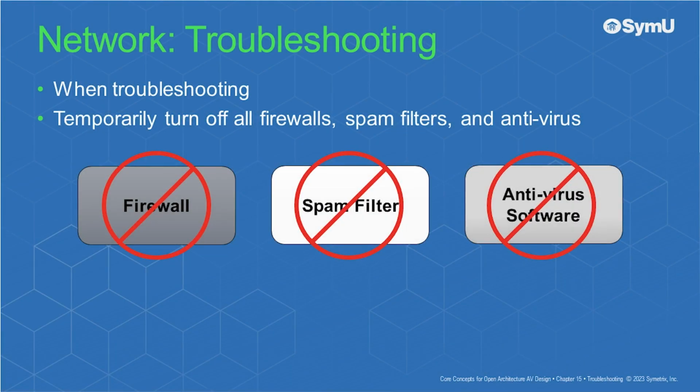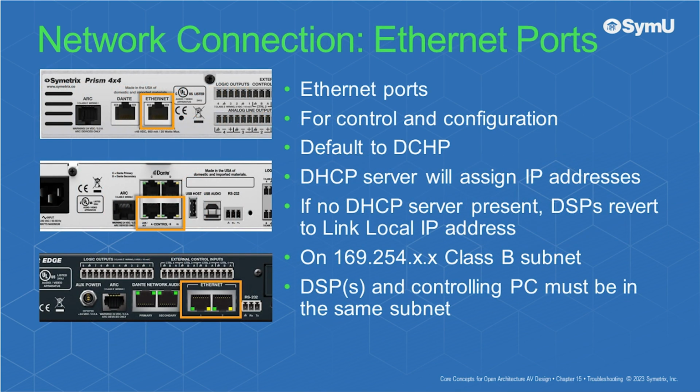The first step when troubleshooting is to make sure all firewalls, spam filters, and antivirus protection are turned off. This alleviates a potential variable in the form of security configuration that can halt communication between your PC and the AV system. All Symetrix DSPs contain Ethernet ports for control and configuration. The default setting for the ports is DHCP, and they are not set to a static IP from the factory.